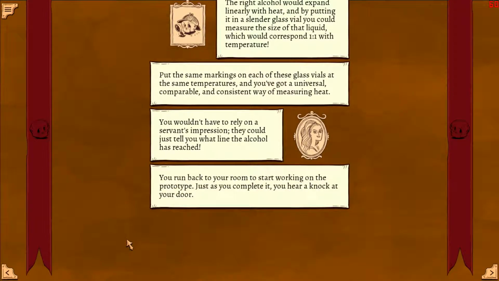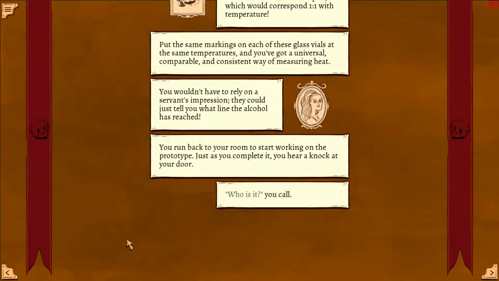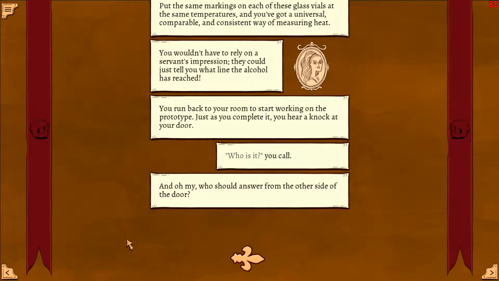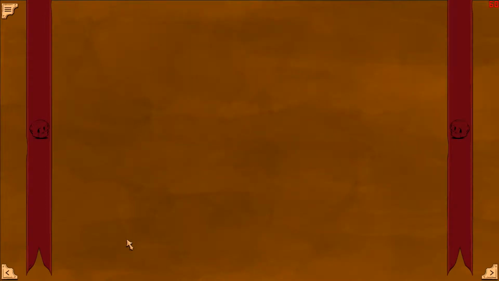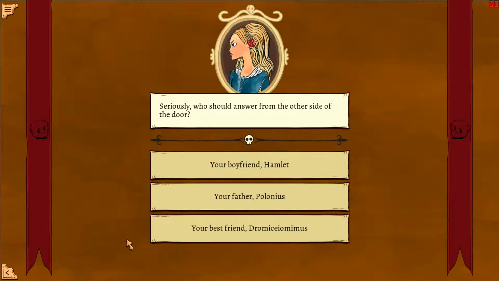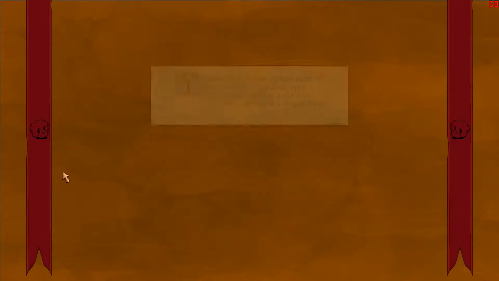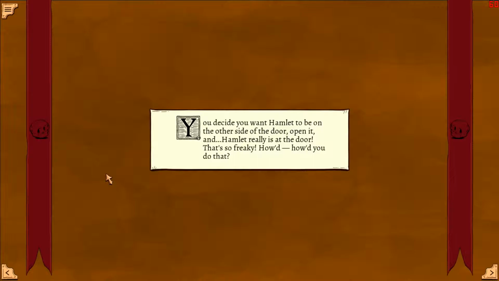"Who is it?" you call, and oh my, who should answer from the other side of the door? Hamlet. Seriously, who should answer from the other side of the door? Your boyfriend Hamlet. Your father Polonius. Your best friend Dramysio Mimus. Oh, interesting. Who should answer? Him. You decide you want Hamlet to be on the other side of the door.